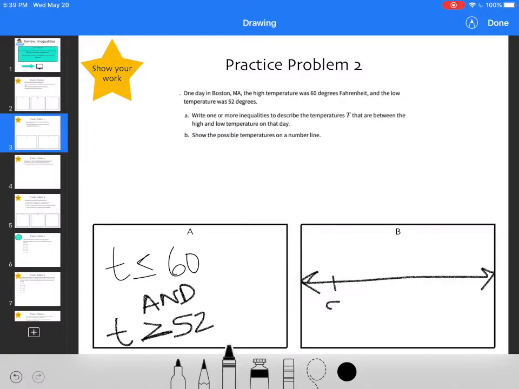Show the possible temperatures on a number line. So I have 52 and I have 60 degrees. I know it can include both because those are the high and low temperatures, which means those are the actual temperatures it can be. And then it can be anything in between because the high and the low, so the temperature is somewhere in the middle.